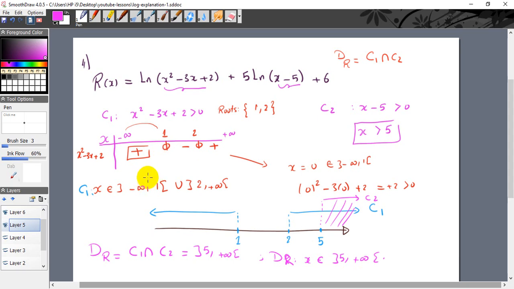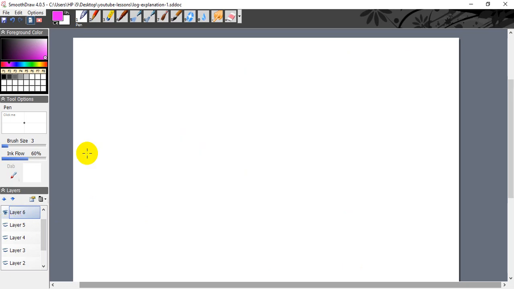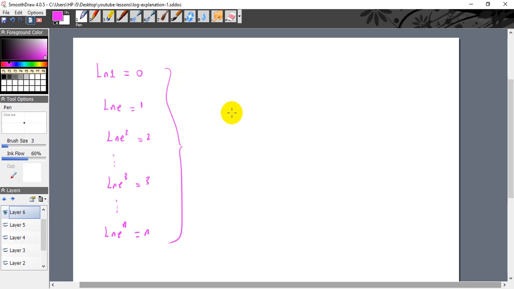So right now, we have discovered what ln x is, what the domain of definition of ln x is, and how we can find the domain of definition of ln x in some exercises. Keep in mind some particular values. For example, ln 1 is equal to 0, ln e is equal to 1, ln e squared is equal to 2, ln e cubed is equal to 3. If we continue in the same manner, ln e to the power n is equal to n. Now these are very important.